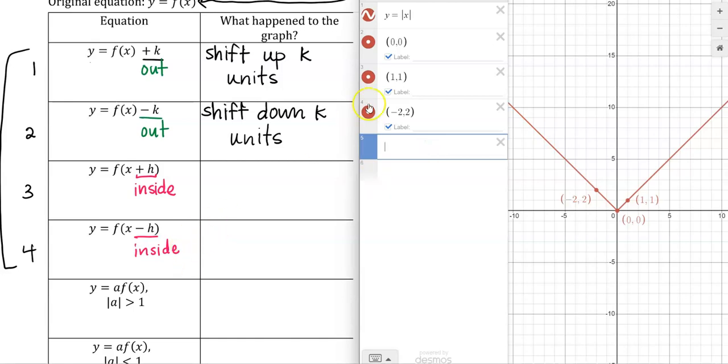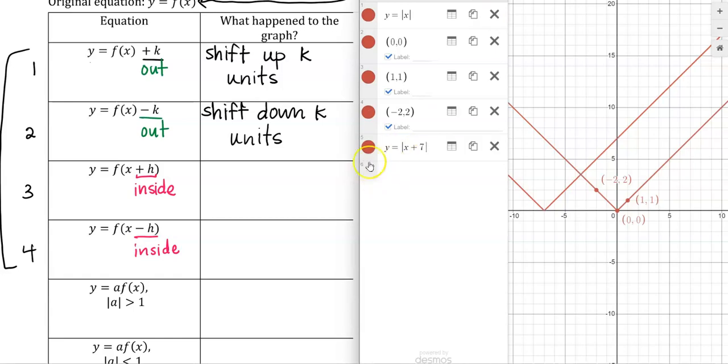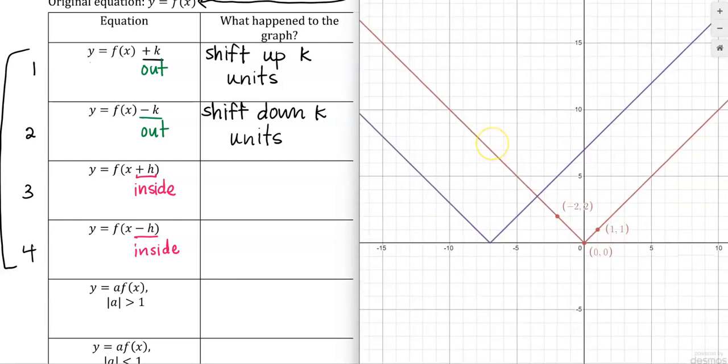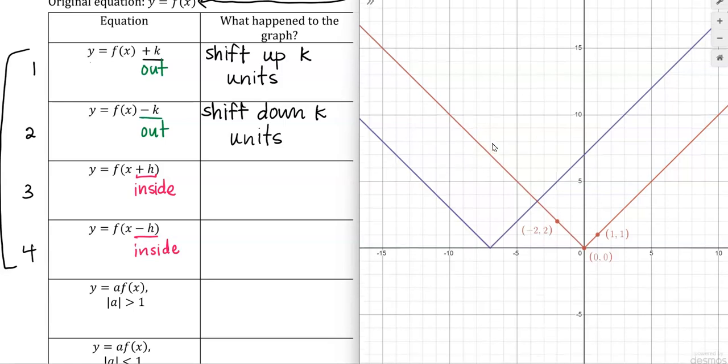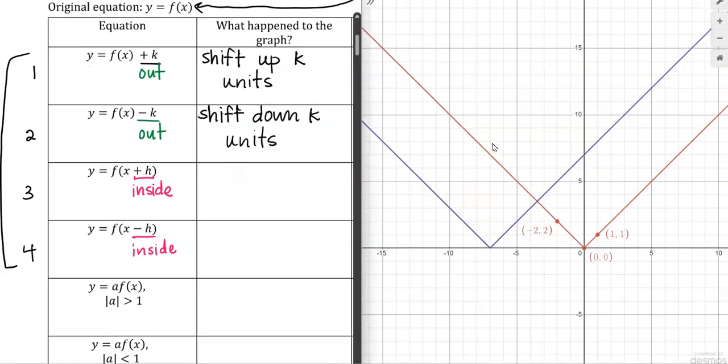So let's look at an example with number 3 where we have f of x plus h. By the way, we already know that this notation, f of x plus h, means to replace x with x plus h. Let's say that I choose h to be 7. So I'm going to replace x with x plus 7. And let me change the color on this so it doesn't look like the exact same thing. Let's do purple. So here I've graphed the absolute value of x plus 7, and we can see what happened to the graph. The original graph is in red. The new transformed graph is in purple.